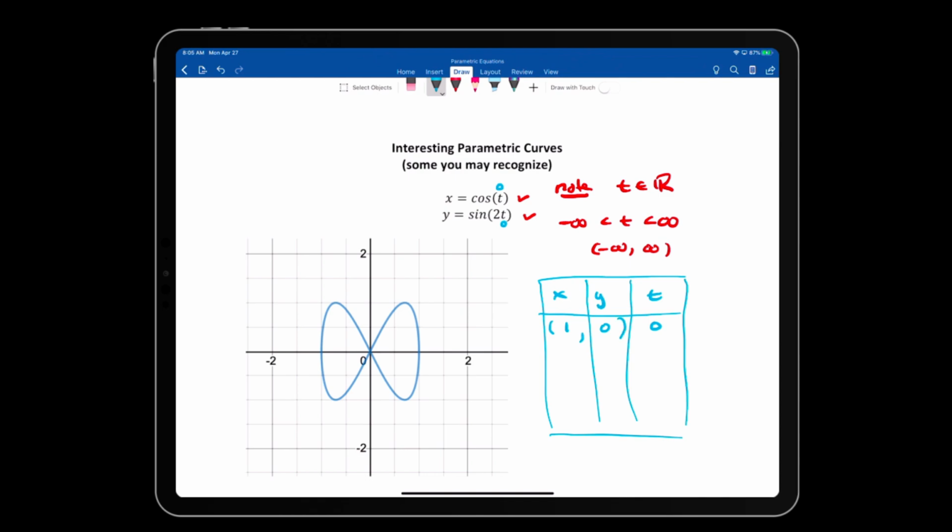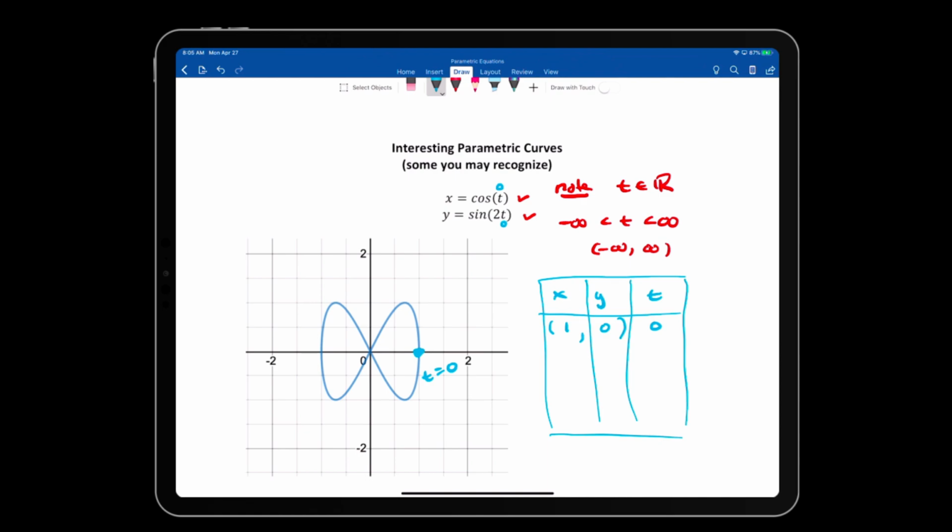When t is 0, a point on the curve happens right over here. This happens when t is 0. So this is the starting time, in some sense. Not exactly, because this is over all real numbers. But I can start to look at my orientation because I want to see what happens to the points as t increases. So I'm going to increase my t.